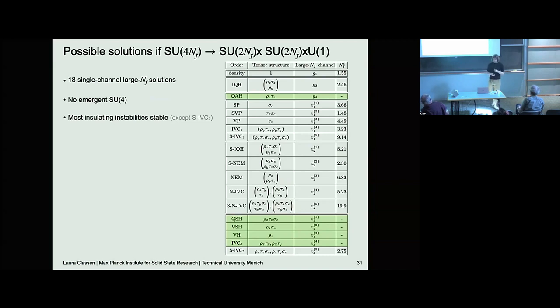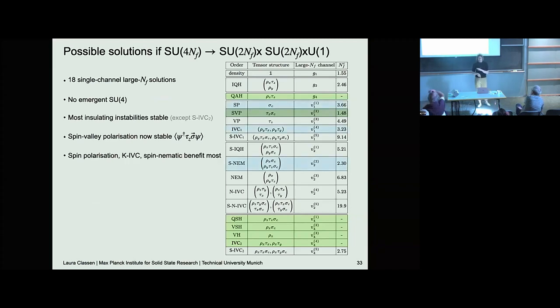There's one exception. Furthermore, a state that simultaneously polarizes spin and valley now becomes stable in this lower symmetry case, and certain other instabilities towards spin polarization, intervalley coherent orders or spin nematic order also benefit, in the sense that their critical NF is reduced quite extensively.